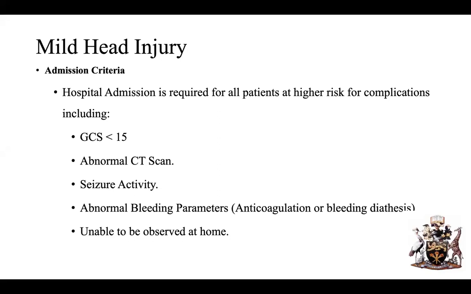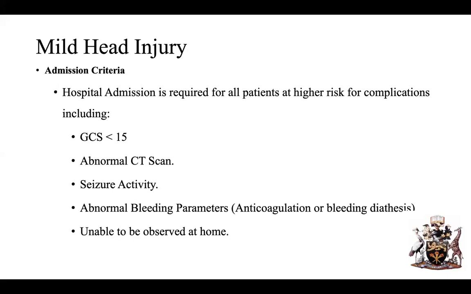3, a patient who reports more than one seizure, especially seizures which are also noted in the accident and emergency center. And 4, patients who have abnormal bleeding parameters, either they are on anticoagulation for a long period of time, or they have a bleeding diathesis, like we had once a patient who had hemophilia, who was involved in a road traffic accident and had an ICH. But we couldn't operate because his factor VIII was low. And by the time it was corrected, the mass effect had reduced. So that is a patient who you must admit. Another patient who is admitted is a patient who cannot be observed at home.